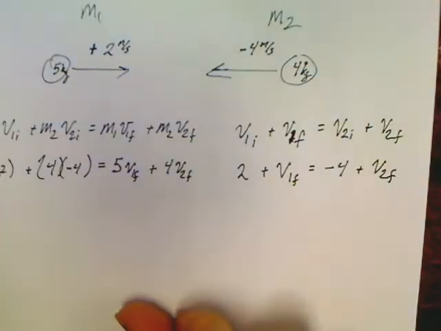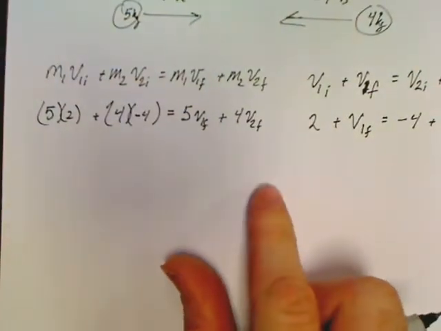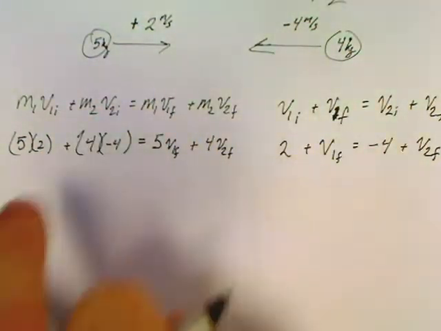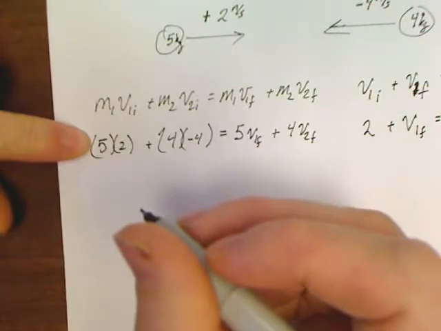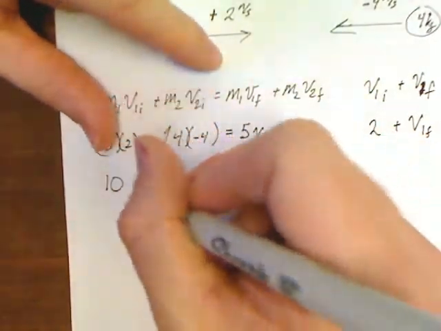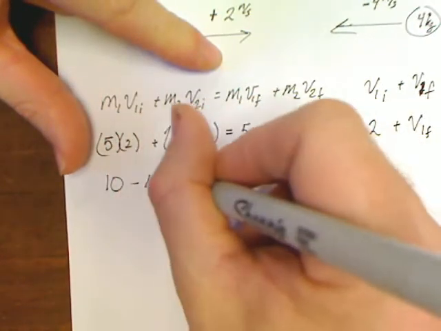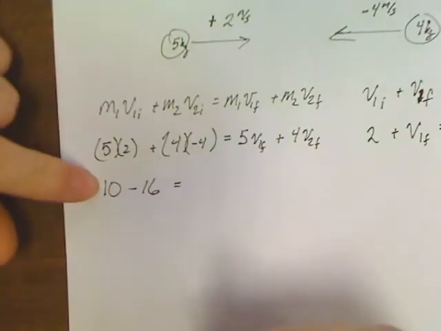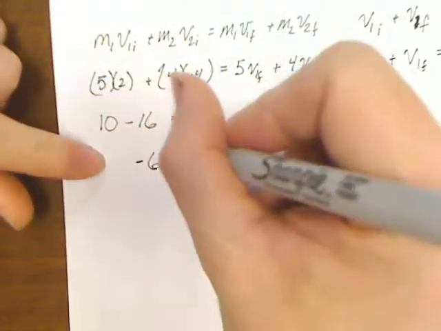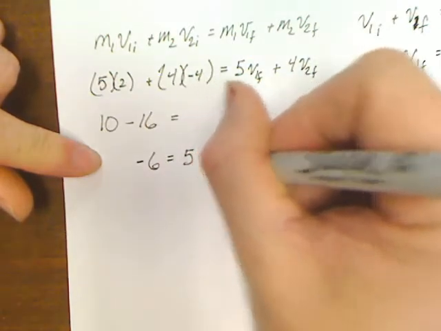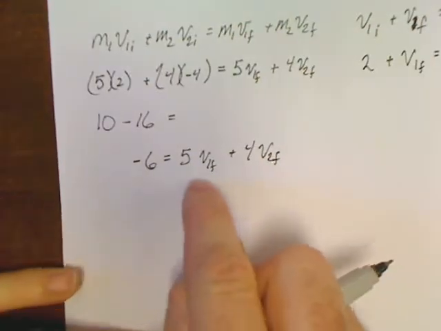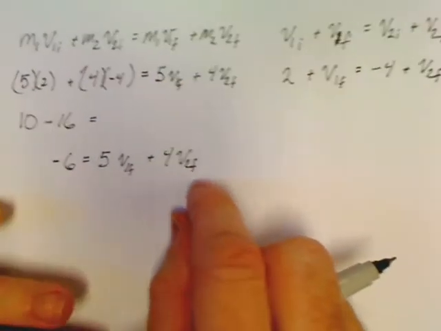Y'all, the physics is long over in this problem. Really, the physics ended when you wrote these two equations. When you recognize hit and bounce, this was over. So this is going to be 5 times 2, 10, 4 times negative 4, minus 16. And then 10 minus 16, so this is negative 6 equals 5 V1F plus 4 V2F. You just got to keep all these V1s and V2s straight here.